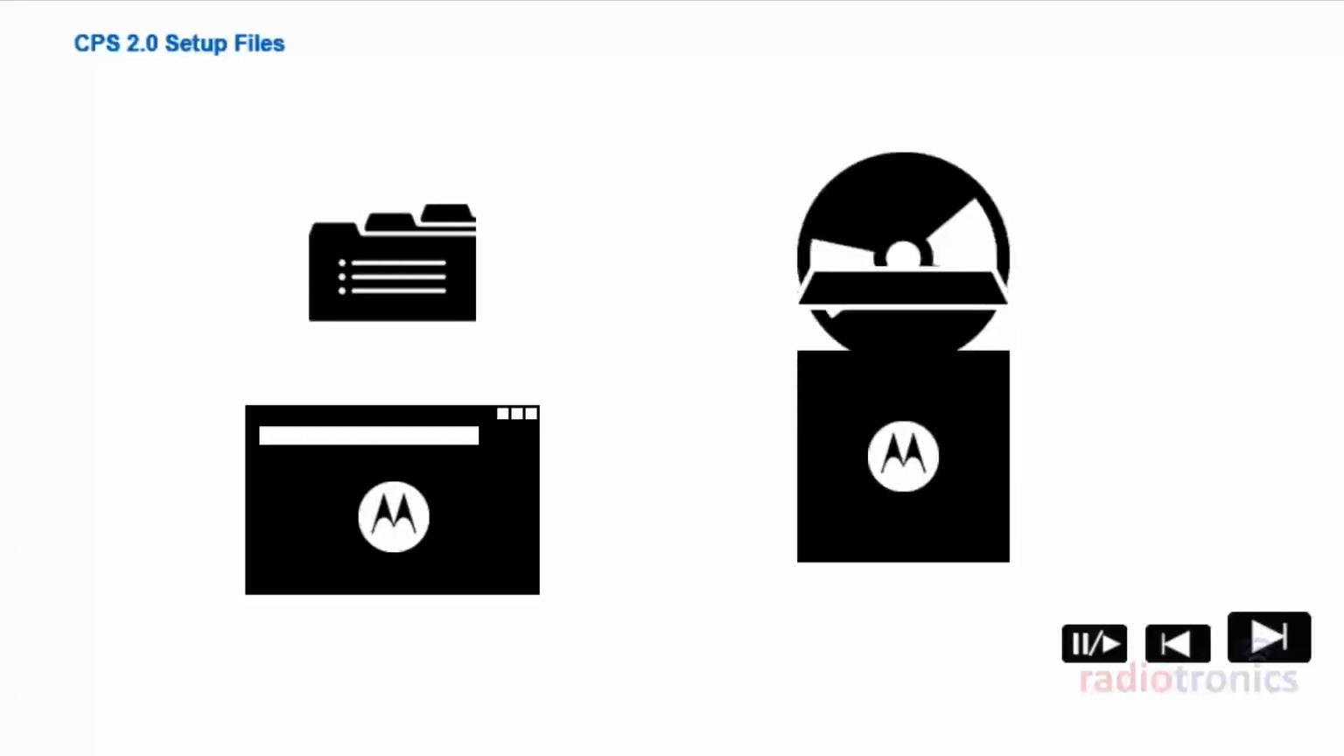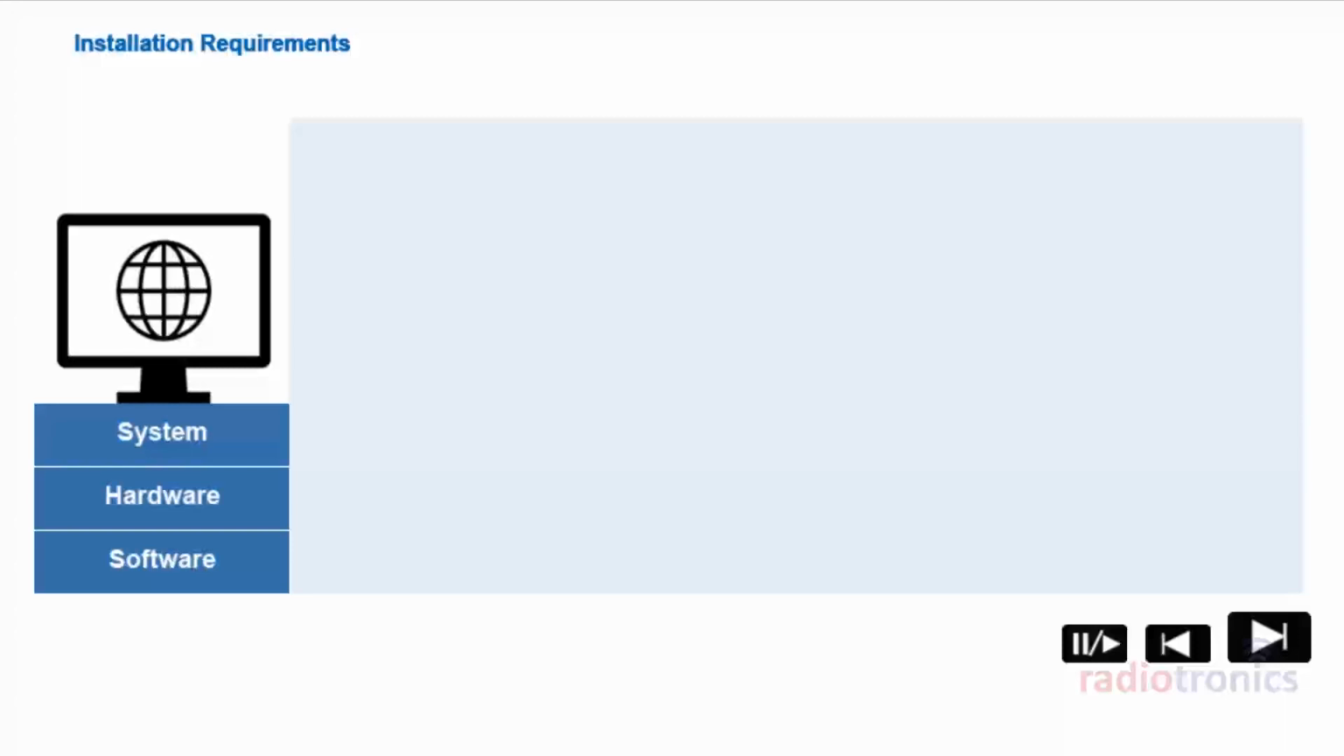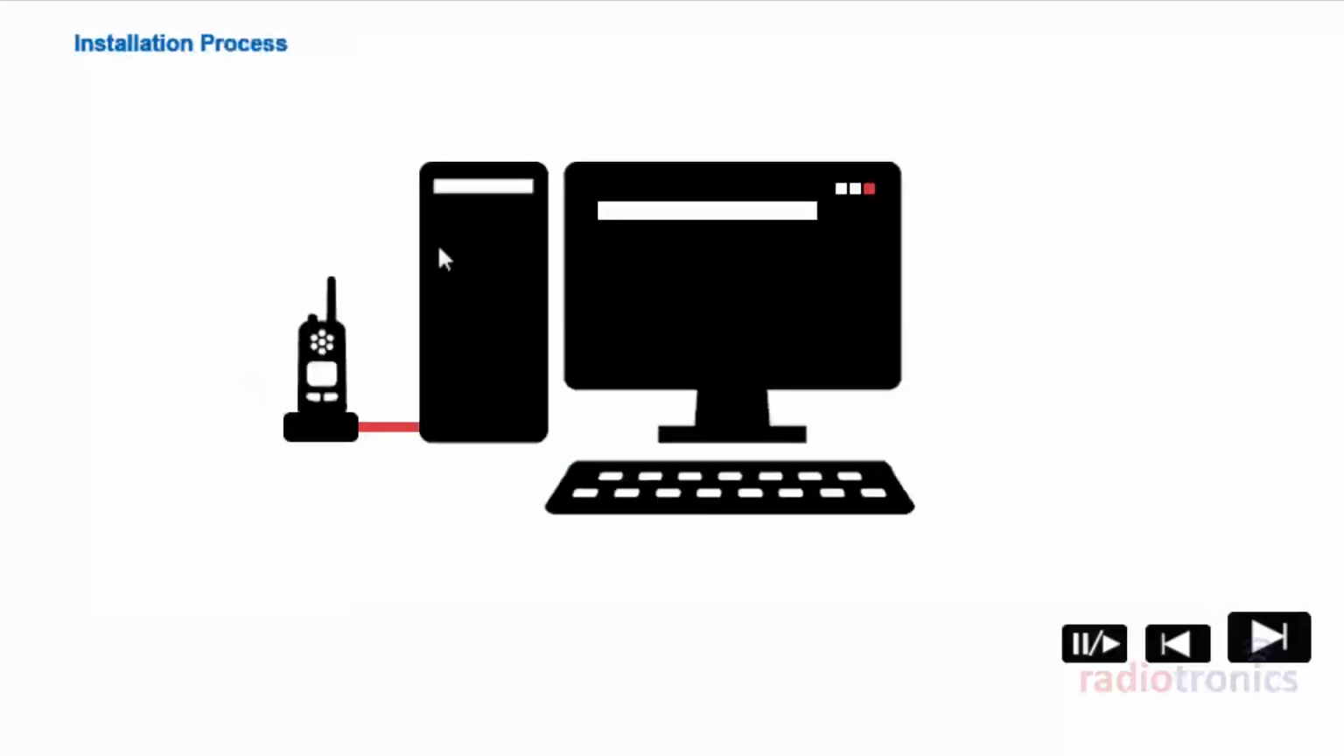You can download MOTOTRBO CPS 2.0 from Motorola Online, MOL. You can also install it directly from the DVD provided to you as part of the purchase. Please familiarize yourself with the system, hardware, and software installation requirements for the installation of the MOTOTRBO Customer Programming Software 2.0. Before you install CPS 2.0, make sure no devices are plugged into your computer and no other programs are running.